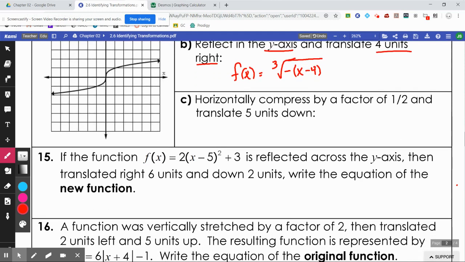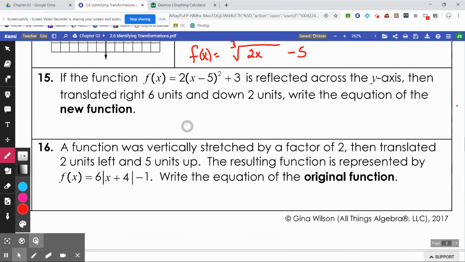And then C part, horizontally compress. Again, that's going to be happening on the inside if we're compressing horizontally, so let me write my function again. To compress by a factor of 1/2, we're going to multiply by the reciprocal. So on the inside, this would actually compress it by a factor of 1/2. To move it 5 units down, come on the outside out here and simply subtract 5.